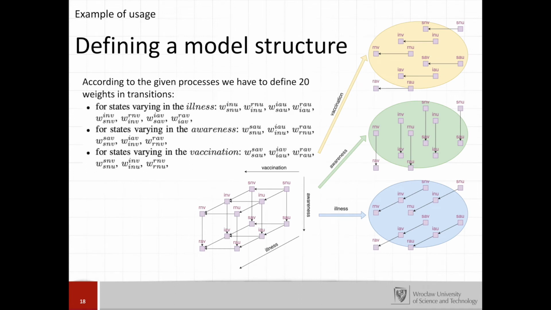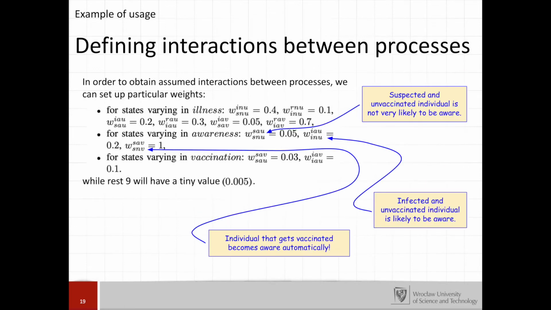According to the given constraints, we have to define 20 transition weights, which is visualized on a slide: 8 in the axis of the illness process plus 6 both in the vaccination and awareness processes. In order to obtain the assumed interactions between processes, we can set up weights as shown on the slide.